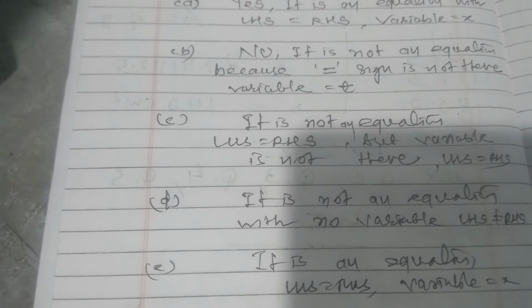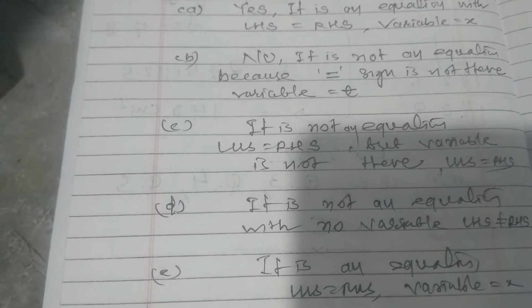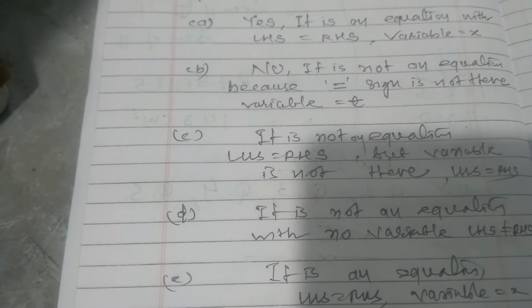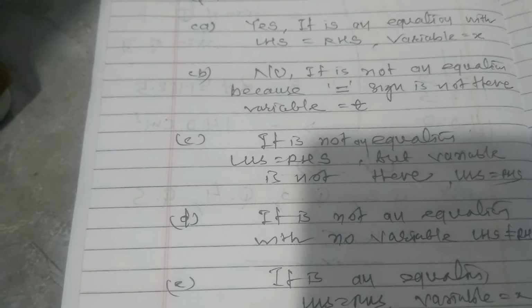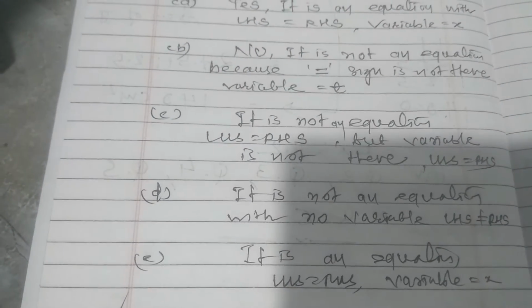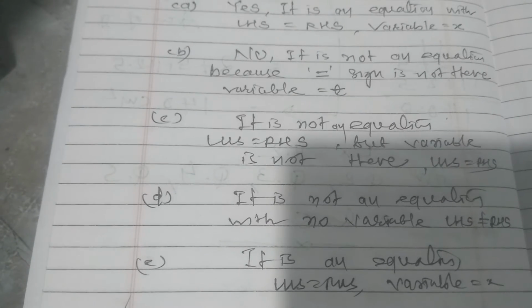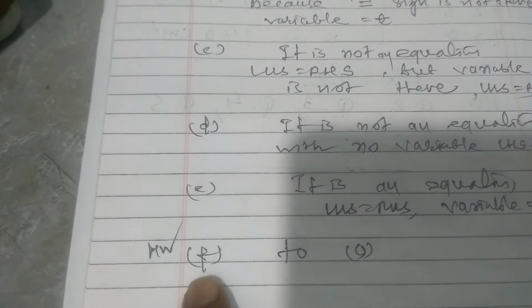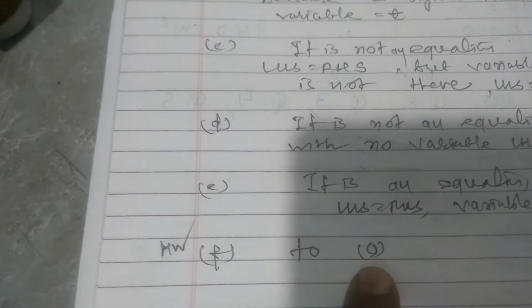In E, 5 4s are 20 minus 8, that is 12, and 2x is equal to 12. So it is an equation, right? It is an equation with LHS equal to RHS, variable is x. So like this way you can write F to O as homework.